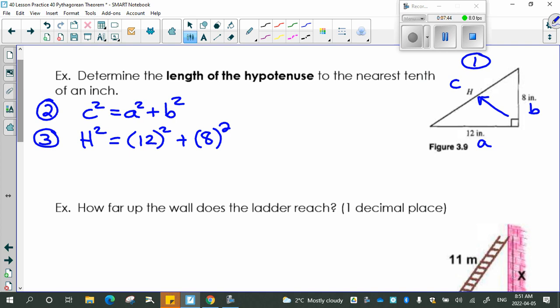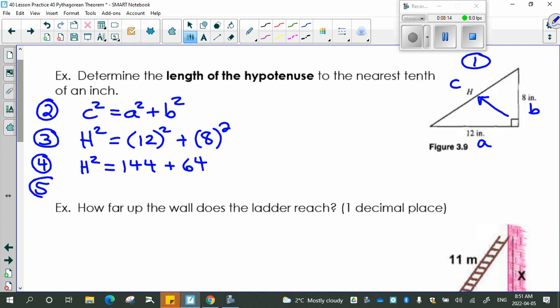Step 4, do the squares. So 12 squared is 144. 8 squared is 64. And make sure you know how to find that button on your calculator. Tutors can help if you don't know. So type 12 squared in and make sure you get 144, because sometimes you'll get decimal numbers and you won't just know how to do them in your head. Okay.